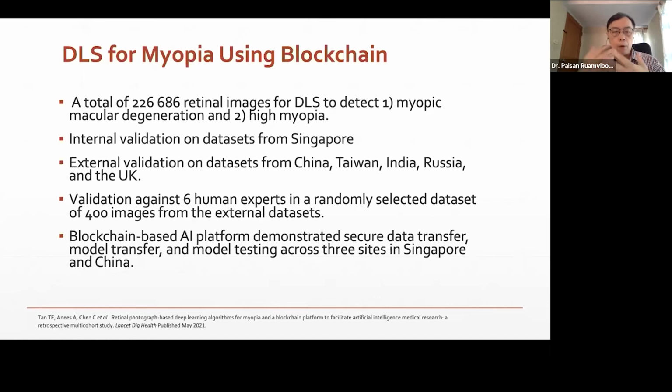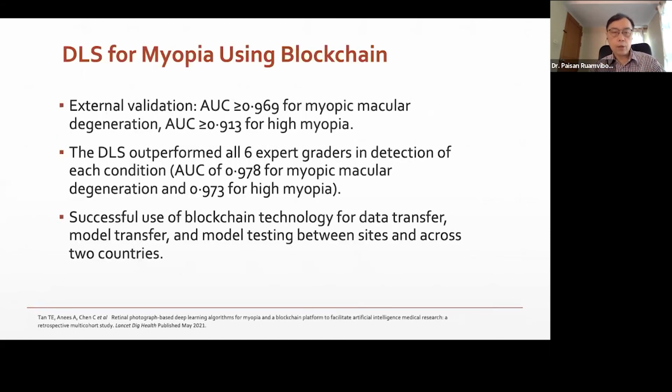And they also perform a validation against 6 human experts in a randomly selected dataset of 400 images from the external dataset. And they use blockchain to demonstrate secure data transfer, model transfer, and model testing across the sites in Singapore and China. Here's the result from this study.